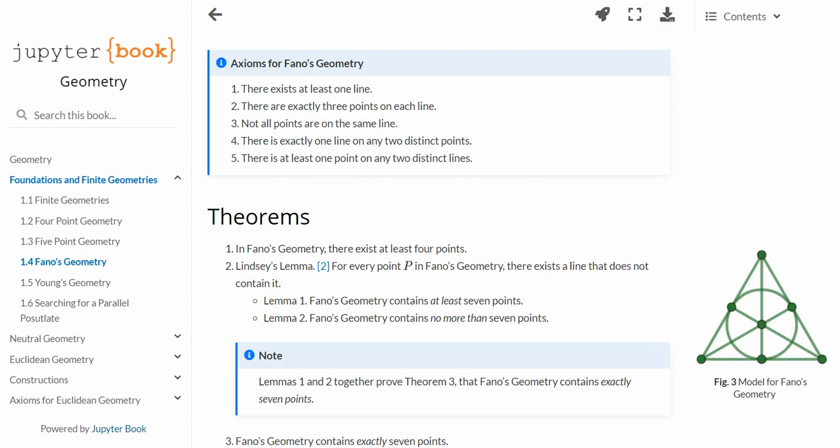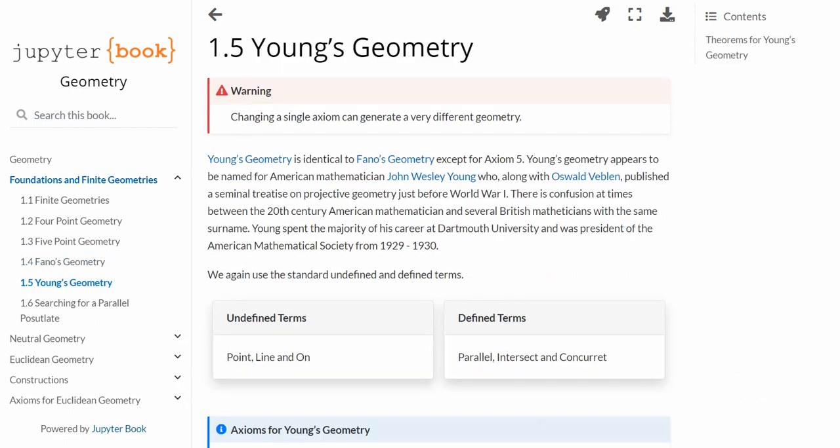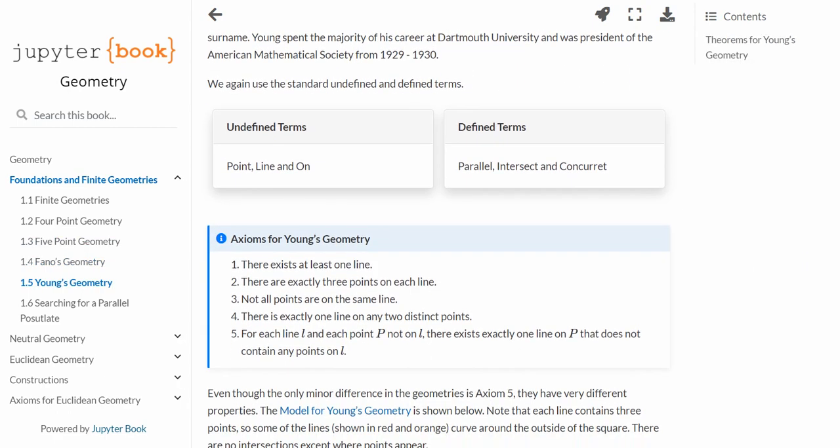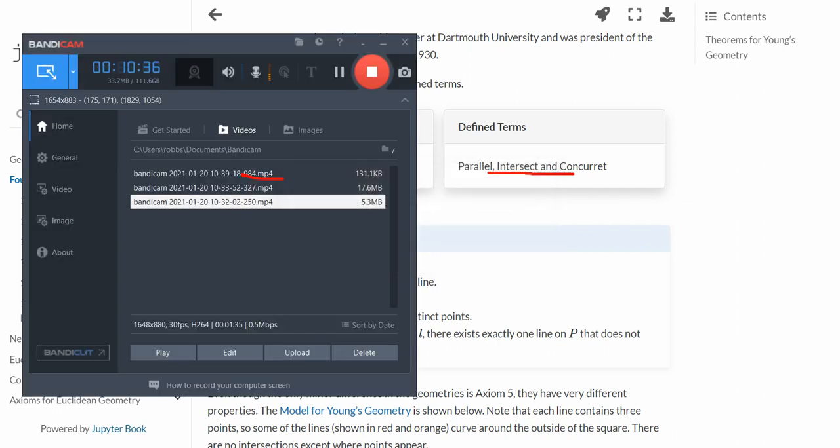So finally, we're going to talk about Young's geometry. So Young's geometry is just slightly more complex than Fano's. Again, starting the same way. And, oops, sorry about that.